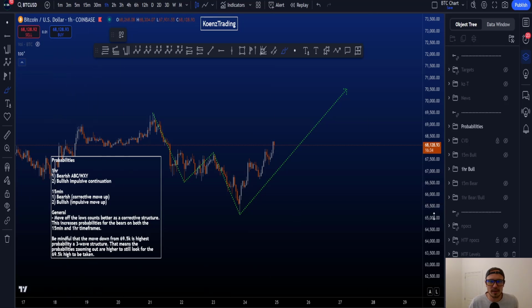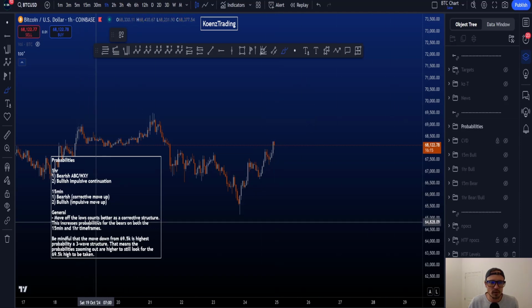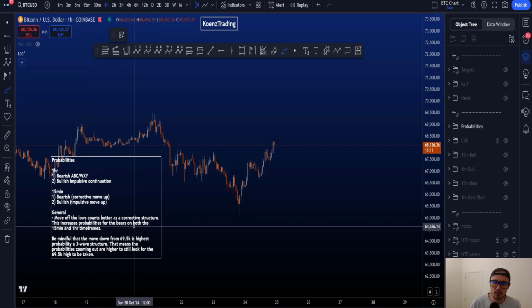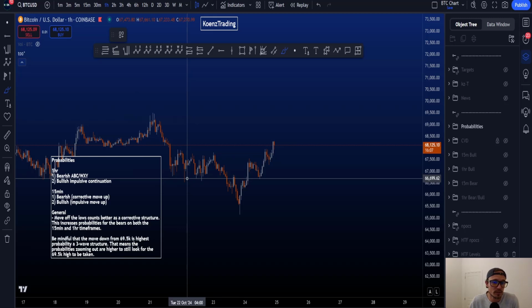On the 15-minute time frame, the move to the upside here so far counts better as a corrective structure to the upside, being a WXY zigzag family structure. Now, generally, the move off the lows counts better as a corrective structure. This increases probabilities for the bears on both the 15-minute and the 1 hour time frame, so that can be the flat or the WXY.